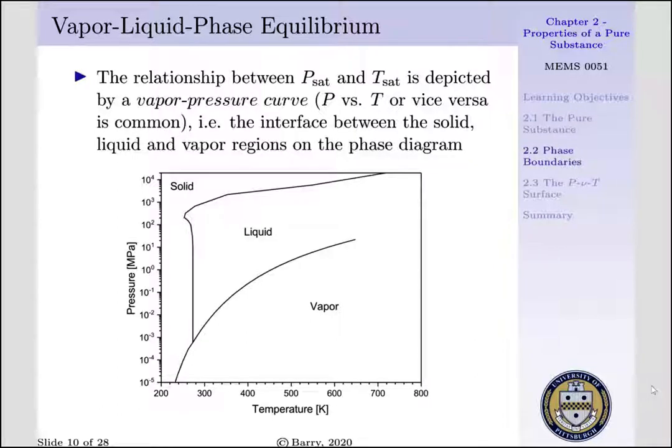The relationship between our saturation temperature and our saturation pressure is depicted by a vapor pressure curve, which is our pressure versus our temperature, or vice versa. And it's the interface between our solid and liquid vapor regions on our phase diagram. That is, as we went from a liquid state to a vapor state, underneath a constant pressure process, we saw that phase transformation occurred at a constant temperature. This PT diagram does not give us enough information, though, to quantify how much liquid or vapor we have, solely based upon the temperature or pressure within our system.